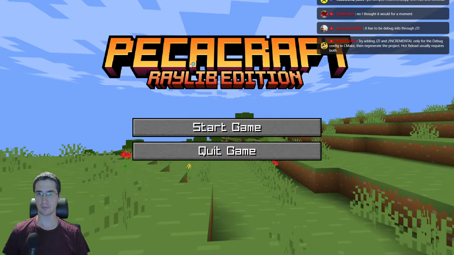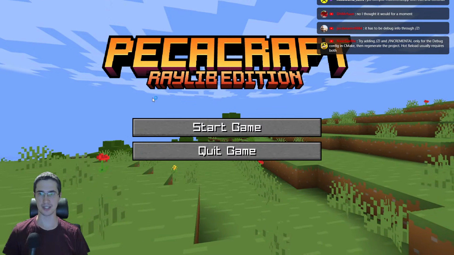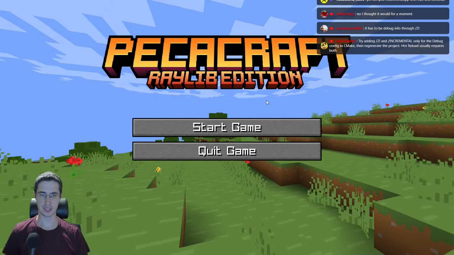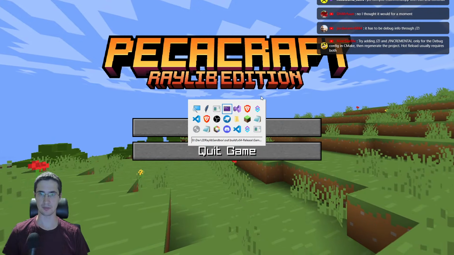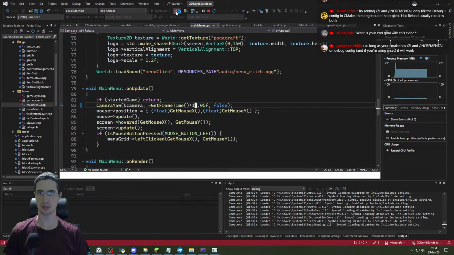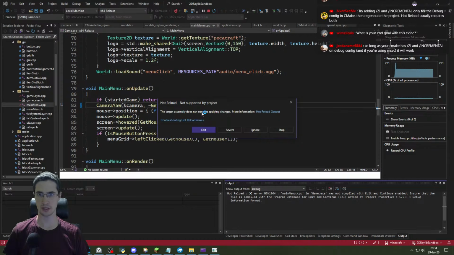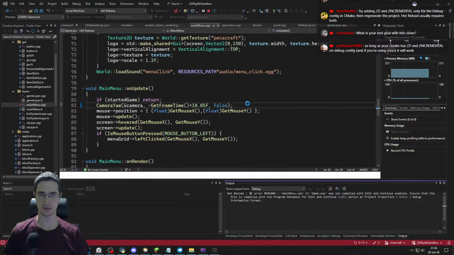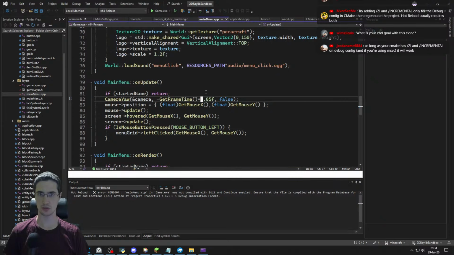Hot reloading. Okay, look at how the camera moves, rotates slowly. Let's make it rotate a lot faster and do hot reload. Does not support applying changes. Okay, let's do the other option as well.